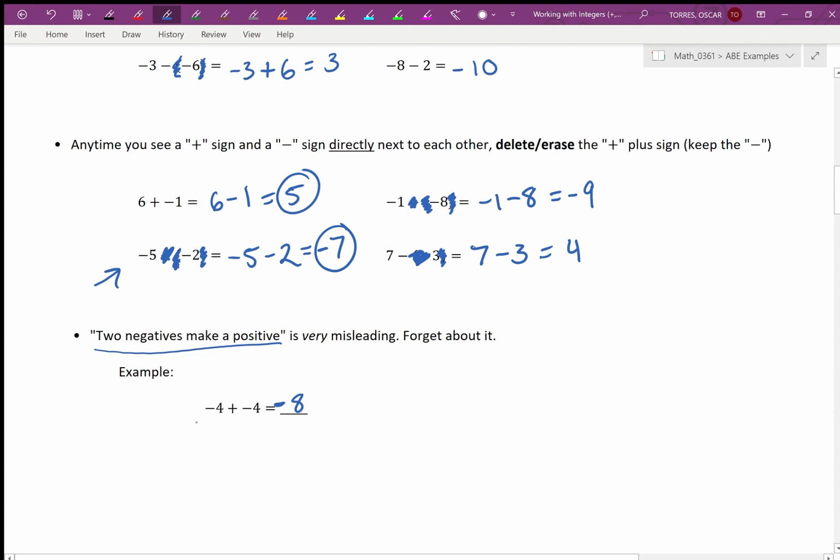So we have two negatives and they end up making a negative. They do not make a positive. So just forget about that. It's going to give you some wrong answers down the line.